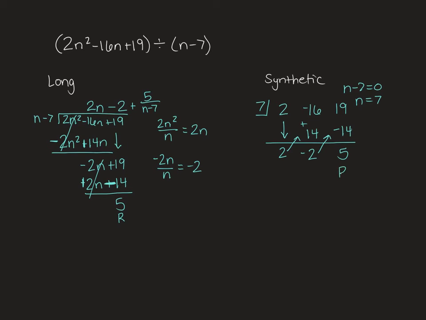Your last term is always your remainder. This is your constant, this is your x term. So we would have 2x minus 2 plus 5 over, and it's not x, it will be n, over n minus 7, which is the same thing that we got using long division.